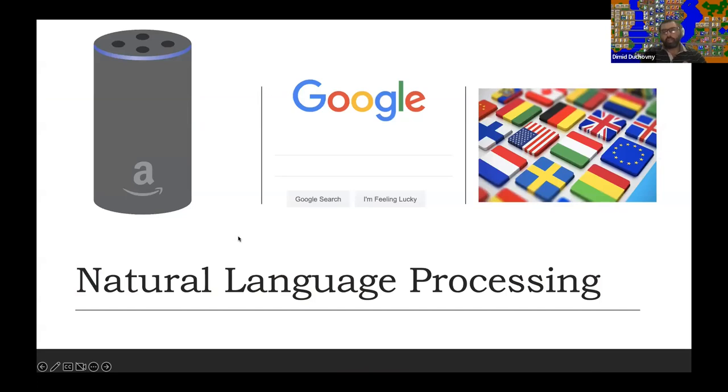So what is natural language processing? It's basically our interface to interact with computers using the way we would usually talk to a fellow human, whether it's voice, search, or automatic translations. We find it in our everyday lives, very common nowadays, with virtual assistants, Google search, translations. You practically find it everywhere.